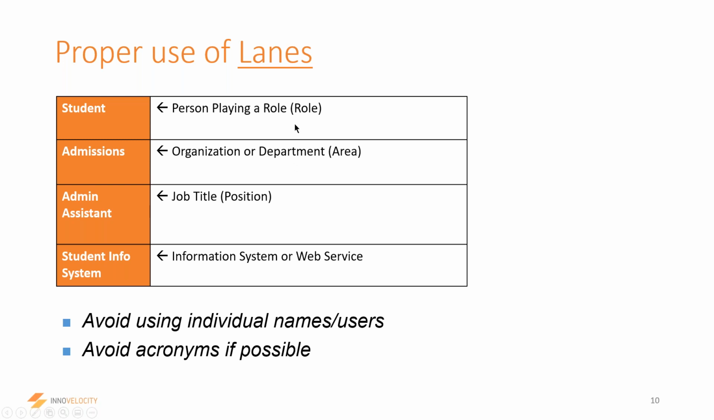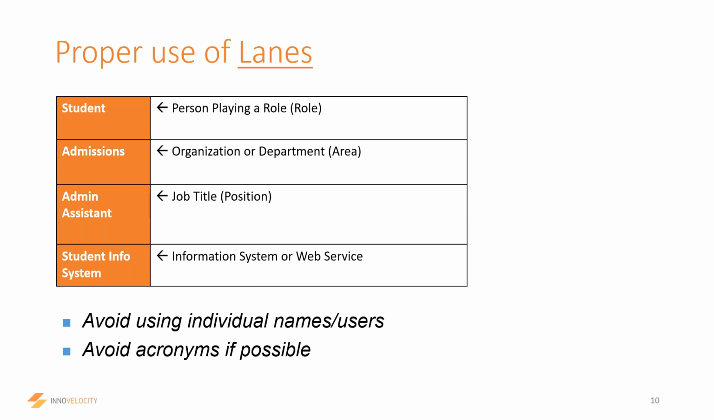When you're defining these lanes as well, generally speaking, it's going to fall into one of these categories where you have a role, for example, like a student, a department, or some kind of organizational area, like let's say admissions, a job title, perhaps that would be a position, like admin assistant. We also typically model processes with a separate swim lane for each external information system that's used within the process. This is really nice because you can see grouped into a single lane all the different touch points or interactions with a particular information system, which could then be used for developing use cases, developing integrations, and so on.